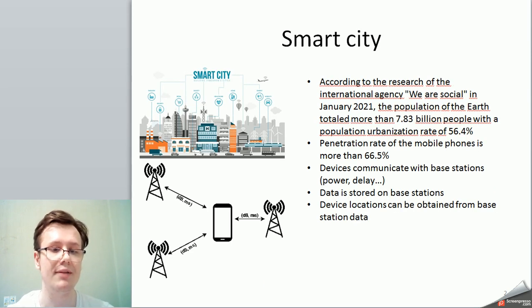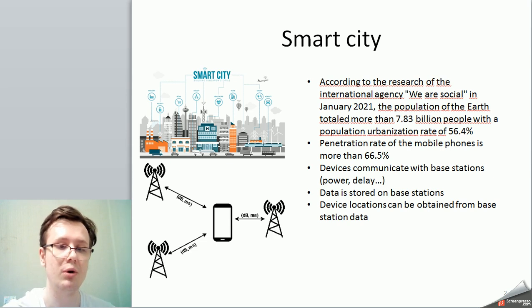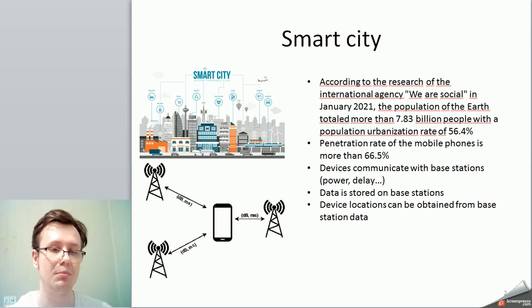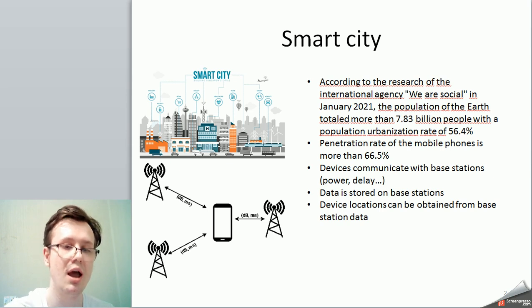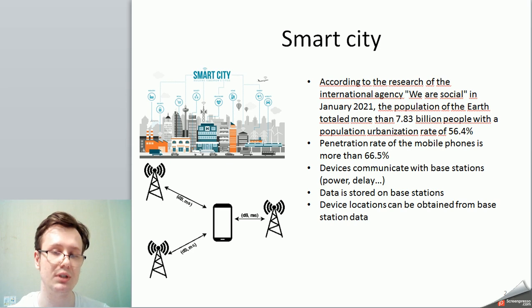According to a report by the agency Via Social, the world's population is more than 7.8 billion people. More than half of this population lives in cities. One of the concepts to improve the quality of life in the city is the smart city concept. The concept is to manage the city's resources and infrastructure based on information technologies and Internet of Things technologies. One of the data sources for building a smart city can be the aggregated data of cellular operators.